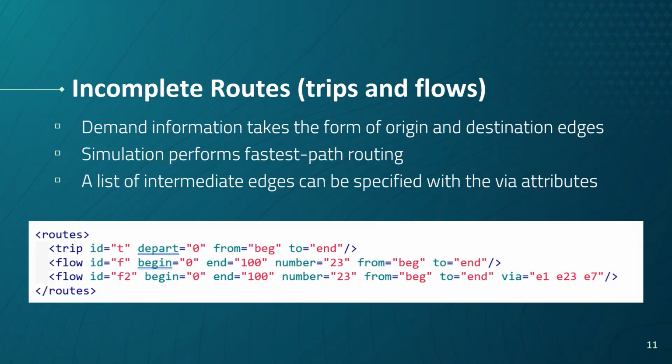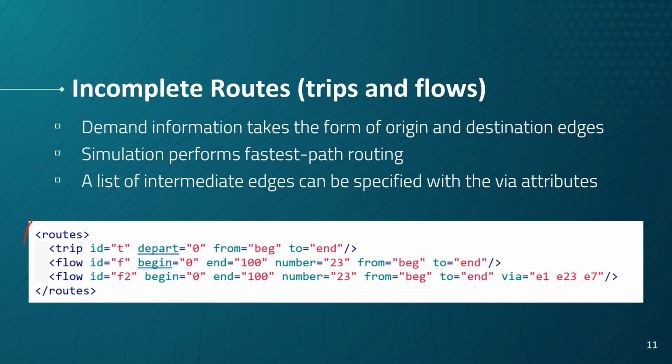Okay, the demand information for the simulation may also take the form of origin and destination edges instead of a complete list of edges. In this case, the simulation performs fastest path routing based on the traffic conditions found in a network at the time of departure. Optionally, a list of intermediate edges can be specified via the edge attribute.